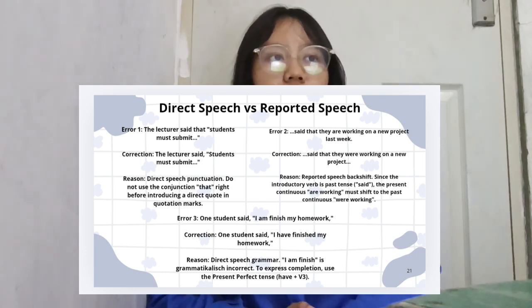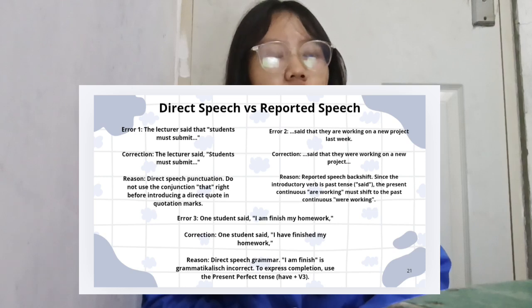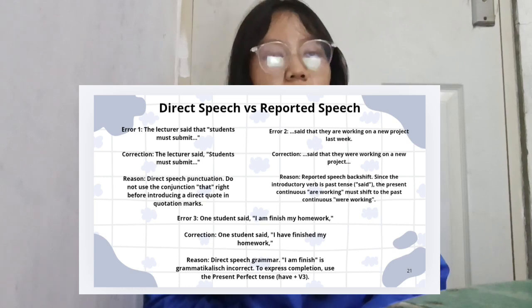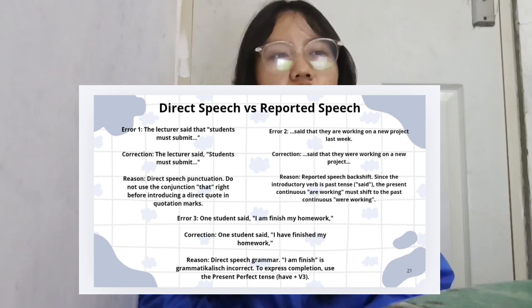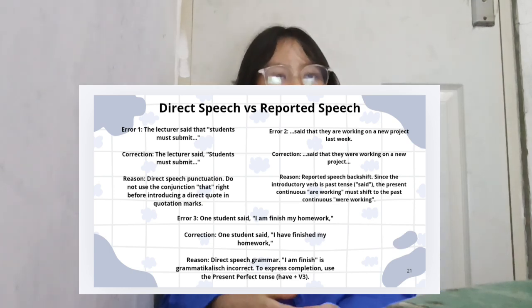Direct speech versus reported speech. Error 1: The lecturer said that, 'The students must submit.' Correction: The lecturer said, 'The students must submit.' Reason: Direct speech punctuation. Do not use the conjunction 'that' right before the introduction of direct speech in quotation marks.